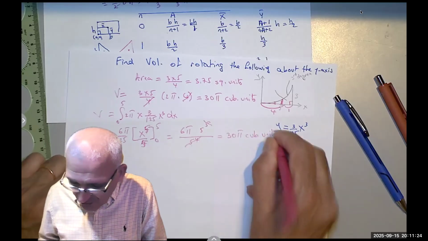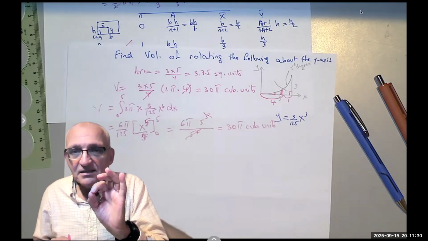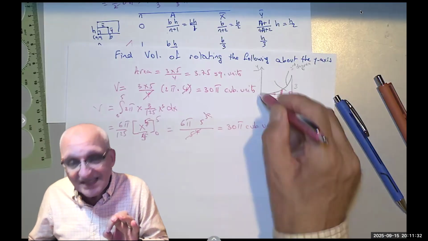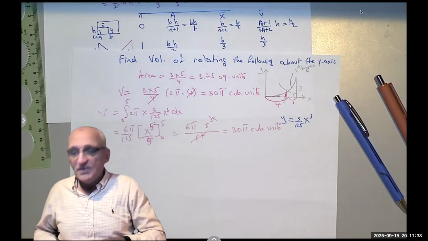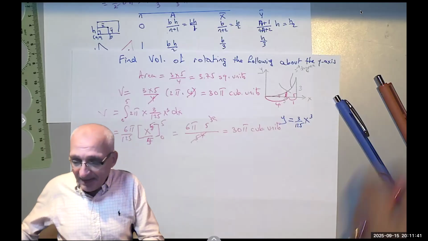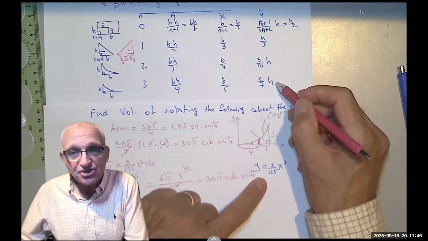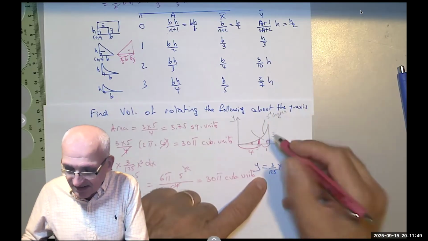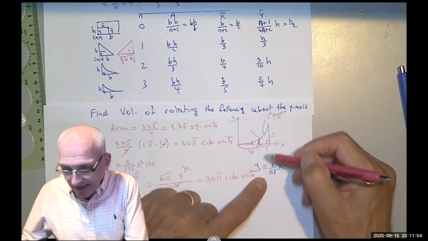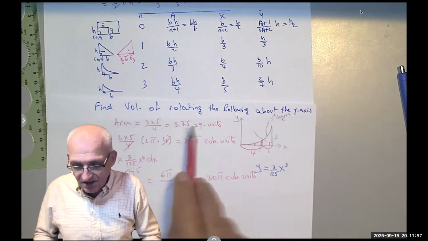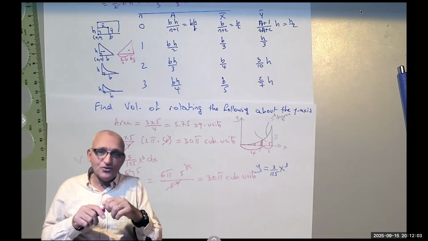Same answer as before. Much faster, doesn't require integration, but the key here is that you know the area and the location of the centroid. If you know these two pieces, you can find the volume either about the x or about the y. If I rotate about the x, the height is at 2/7 h. h is 3, 2/7 is 6/7, right? So you multiply 6/7 times 2 pi times the area, which is 15/4. You will get the volume if I rotate about the x, not about the y.